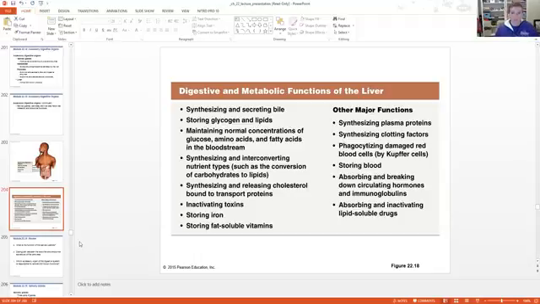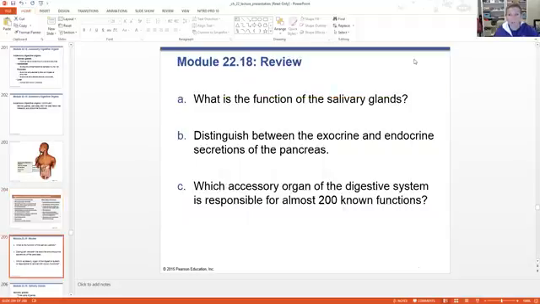Some of the other things our liver does, secreting the plasma proteins like albumins, right? Synthesizing clotting factors like fibrinogen, phagocytizing damaged red blood cells, that's done by Kupffer cells, which are in the liver, stores blood, absorbs circulating hormones and immunoglobulins or antibodies, right? And it also inactivates and absorbs lipid-soluble drugs. You can pause the video here, go back and review this section.